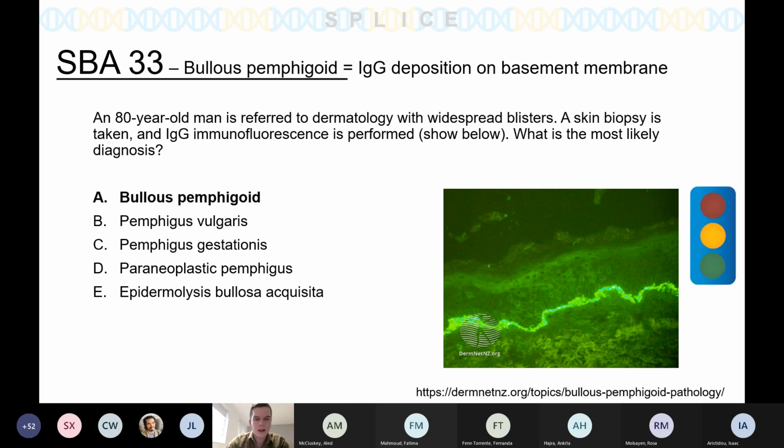Interesting split. I haven't got a slide comparing the histological samples from Pemphigoid and Pemphigus. But if in doubt, go for Pemphigoid, because Pemphigoid is relatively common, whereas Pemphigus is rare. But the key thing that you can see in this picture is that there is IgG attacking the basement membrane. I've got a slide comparing the two afterwards.